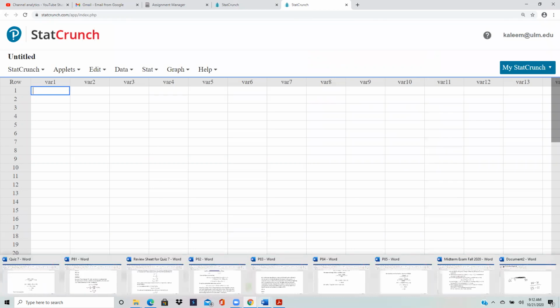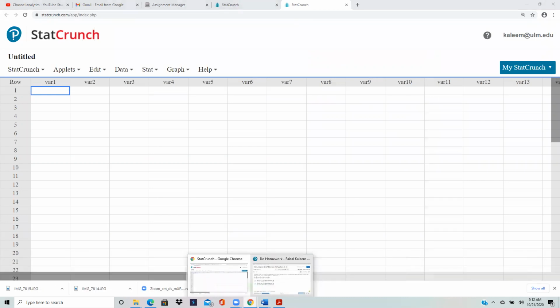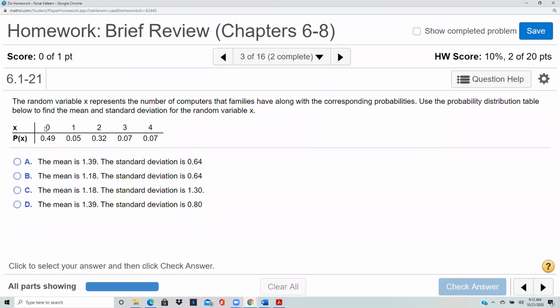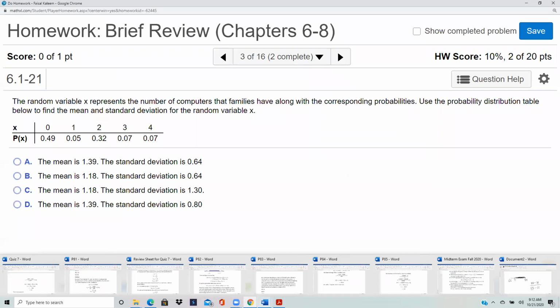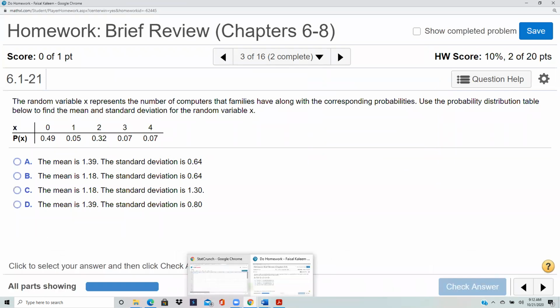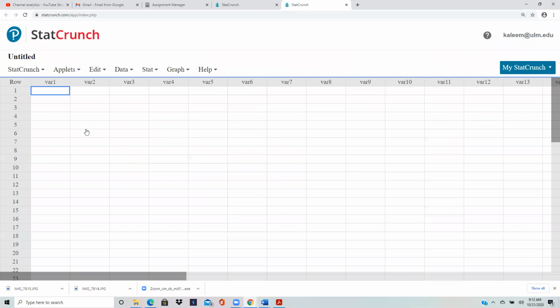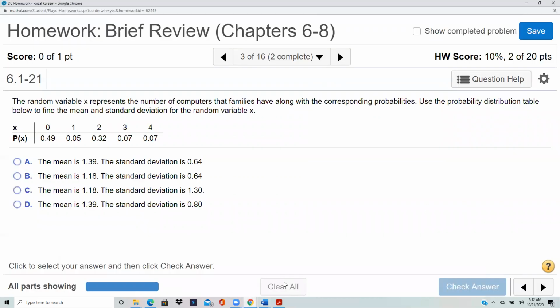In the first column, you will enter the X values. The probabilities always go in the second column. So the X values are 0, 1, 2, 3, 4. And then the probabilities in the second column are 0.49, 0.05, 0.32, 0.07, 0.07.